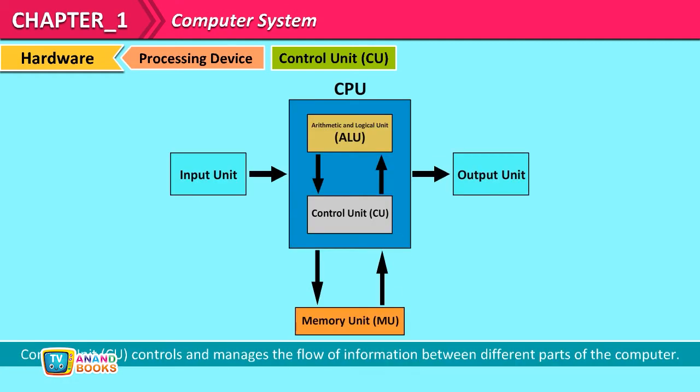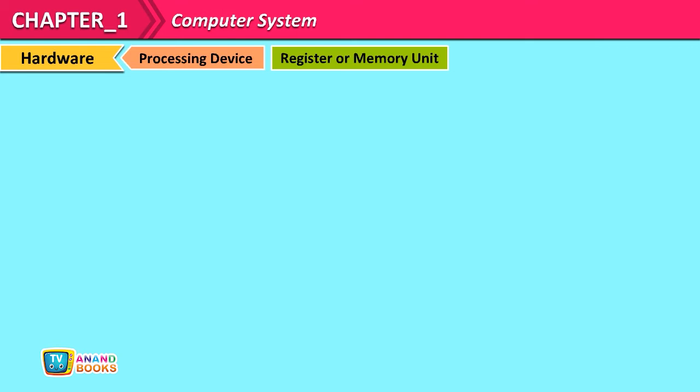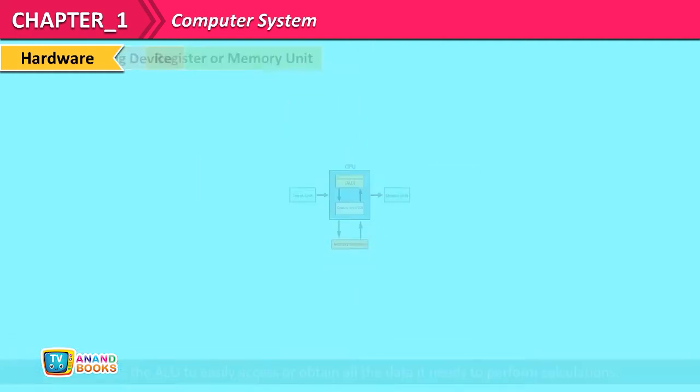Control Unit, CU. The Control Unit, CU, controls and manages the flow of information between different parts of the computer. Register or memory unit. The register or memory unit stores all the data that is to be processed. It helps the ALU to easily access or obtain all the data it needs to perform calculations.